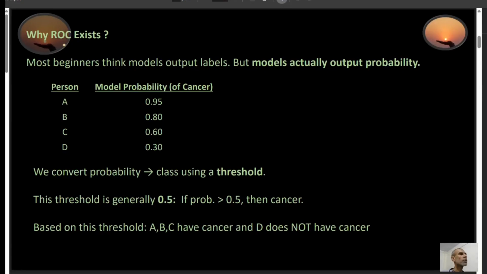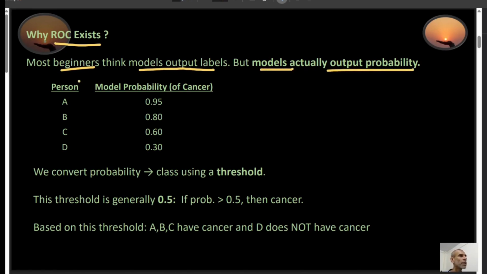So why does ROC exist? Why do we need this metric? Well, most beginners think that your machine learning model, your binary classifier, outputs labels. But your binary classifier actually outputs probability.